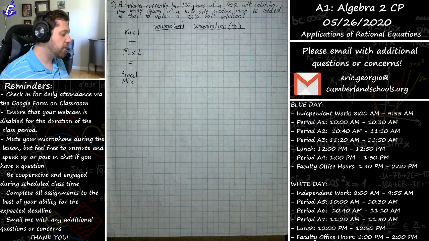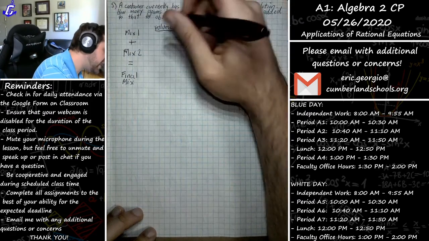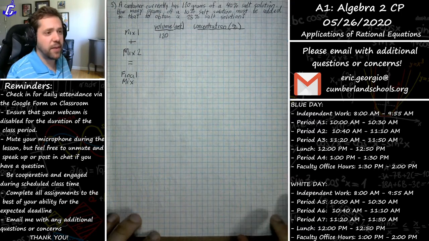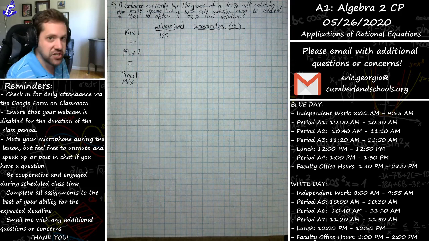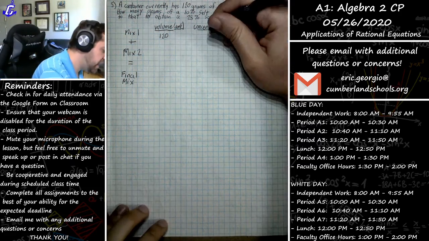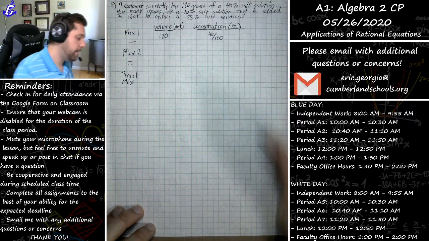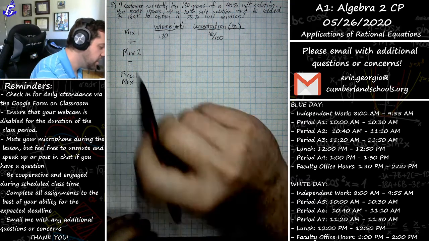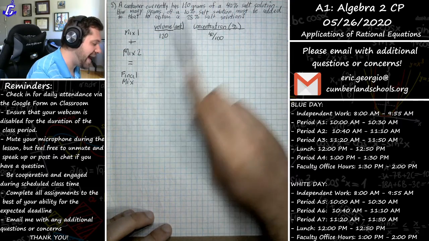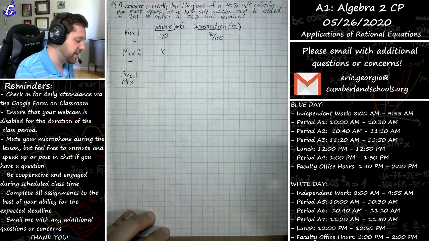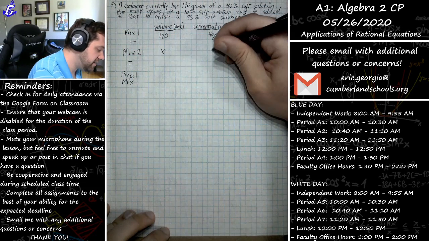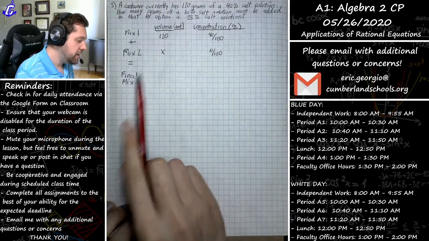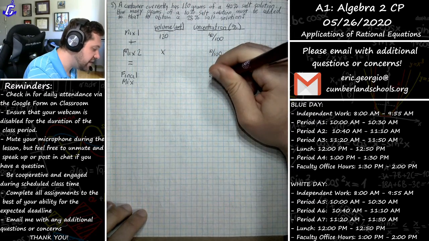The first mixture, it says that the container currently has 120 grams of a 40% salt solution. How can I represent 40% as a fraction? Because rational equations is all about fractions. I would say this is 40 over 100. You'll see why it's beneficial to do that in just a moment, and you'll also see why it's beneficial to not reduce. How many grams of a 10% salt solution must be added to that? I don't know how many grams must be added, and this is the 10% solution. How many grams of a 10% solution must be added to the first thing to produce a 25% salt solution?